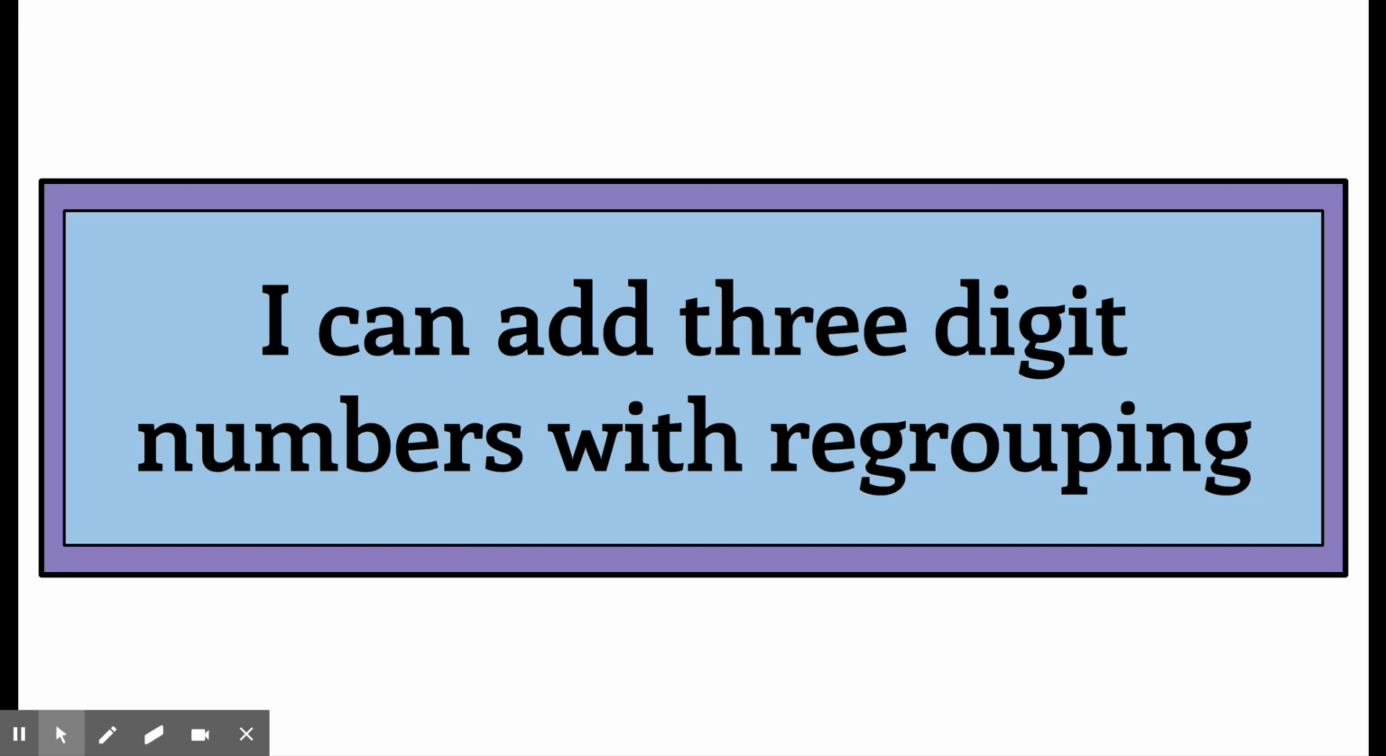Hey third graders, in this video we're going to review two strategies we know that can help us add three-digit numbers together with regrouping, and at the end we're going to learn one new strategy that can help us when we are adding. So for today's video, our learning target is I can add three-digit numbers with regrouping.